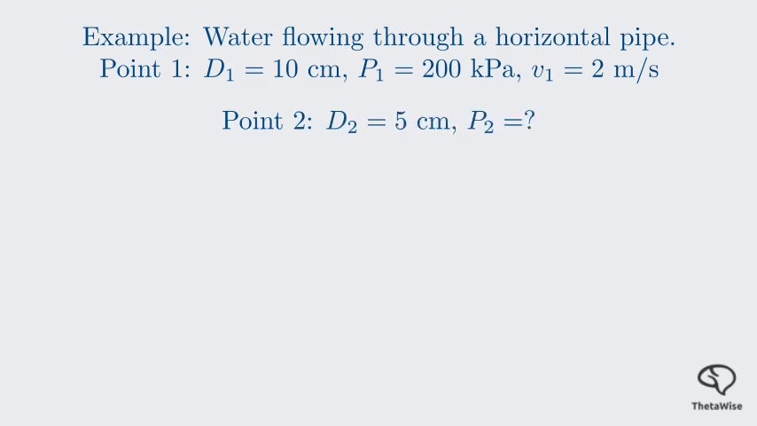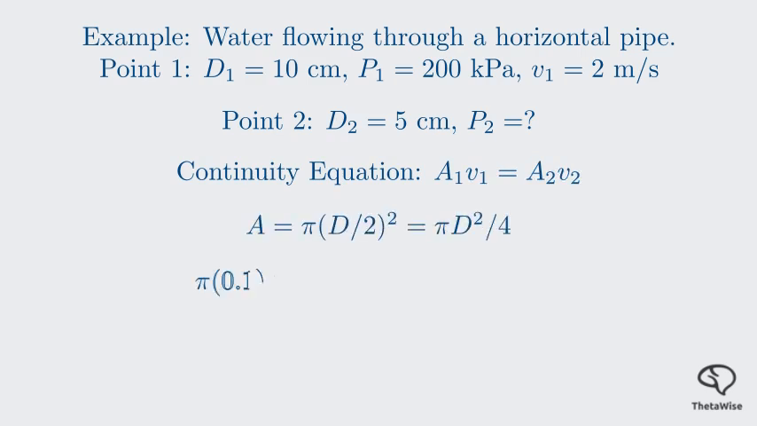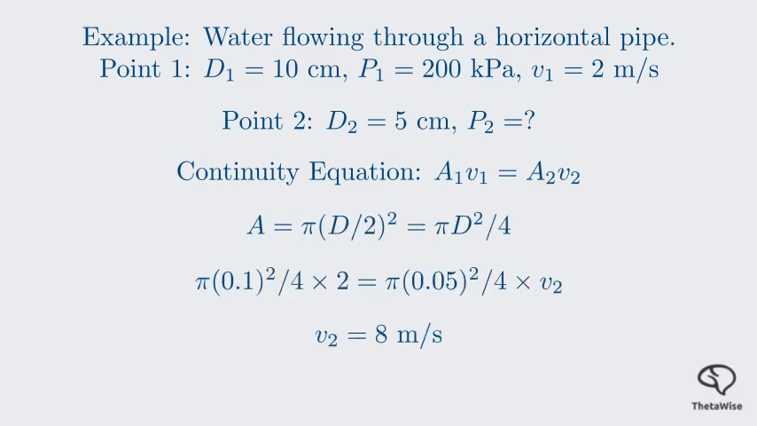First, we need to find the velocity at point 2. We can use the continuity equation, which is based on conservation of mass. The continuity equation states that the area times velocity is constant. So A1 v1 equals A2 v2. The area of a circle is pi r squared, or pi d squared over 4. Plugging in our values, we find that the velocity at point 2 is 8 meters per second. As expected, the velocity increased in the narrower section.